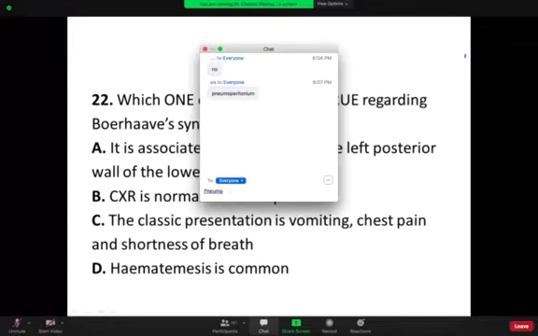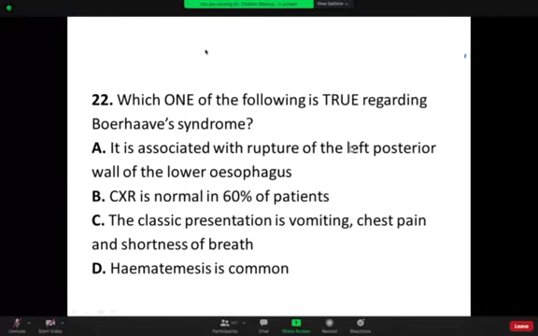මේකට උත්තරේ මොකද්ද? So this one, A is the correct one. It is associated with rupture of the left posterior wall of the lower esophagus. Just remember that it's something which is associated with rupture of the esophagus.